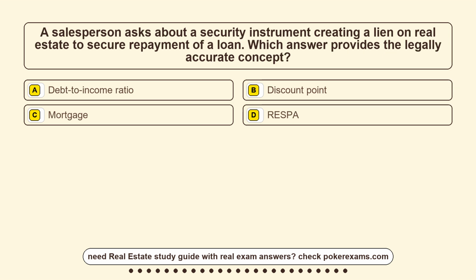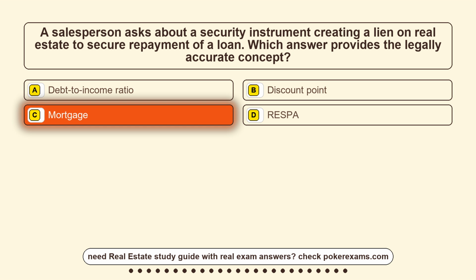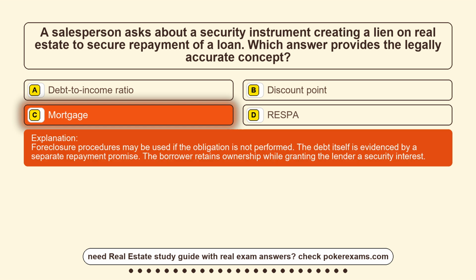Question 25. A salesperson asks about a security instrument creating a lien on real estate to secure repayment of a loan. Which answer provides the legally accurate concept? Option A, debt-to-income ratio. Option B, discount point. Option C, mortgage. Option D, RESPA. The correct answer is option C, mortgage. Foreclosure procedures may be used if the obligation is not performed. The debt itself is evidenced by a separate repayment promise. The borrower retains ownership while granting the lender a security interest.